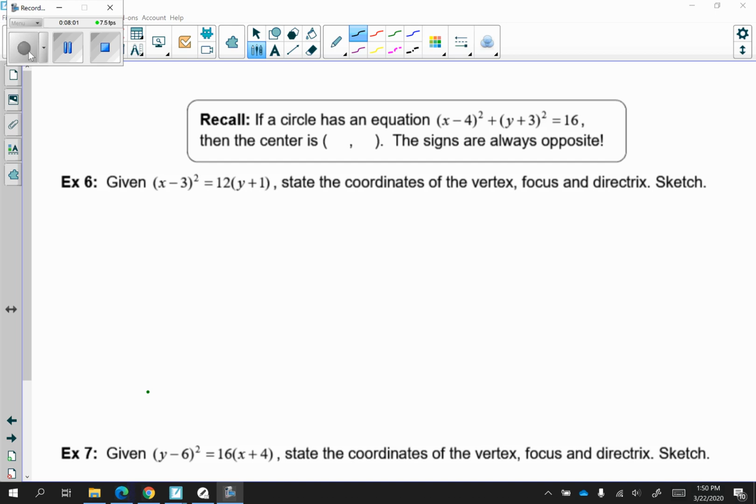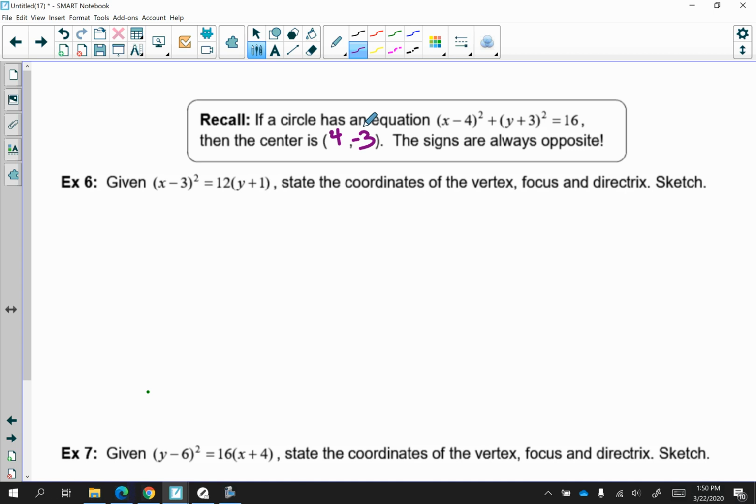Now, if we look at example 6 and 7, they are slightly different. Recall, if a circle has equation x minus 4 squared plus y plus 3 squared is equal to 16, then the center, we remember, has the opposite signs. So it's 4, negative 3. We want to take that idea and apply it to parabolas as well.